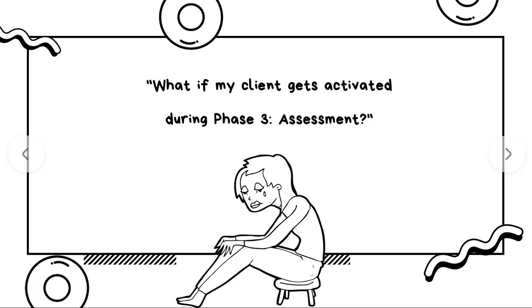What if your client gets activated in phase 3, assessment? That's ideal. That's why you do want to make sure there's enough time in session to move forward with phase 4, phase 5, phase 6, phase 7. You want to be able to have that continuity throughout the session. So they may get activated. You're asking them to create an image and to really think of whatever they're working on, and teasing out that negative belief and looking at the SUD and the location in their body, all of that.